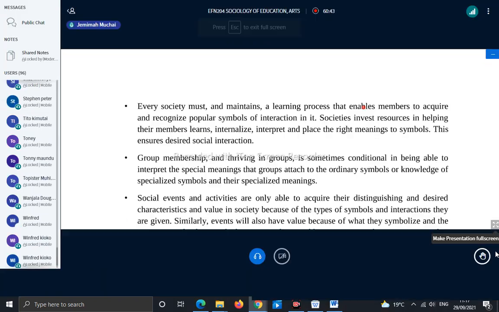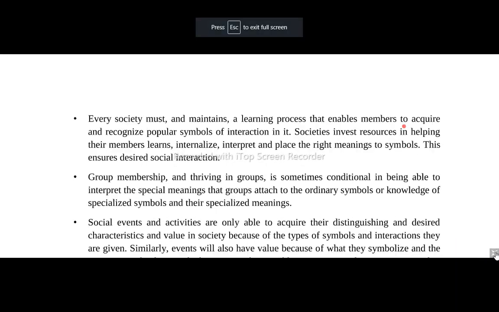A learning process that enables members to acquire and recognize popular symbols of interaction. Otherwise, if they don't choose a language and they don't maintain that language, then they will not be able to interact. Society invests resources in helping their members learn, internalize, interpret, and place the right meaning to symbols. This ensures desired social interactions.